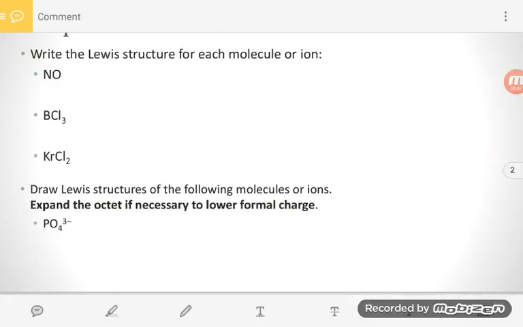All right, last example. Let's look at PO4 3- here. He's a little big, so we're going to go to the next page for this one. So we've got PO4 3-, our phosphate ion. And of course, we'll start with what we always do.